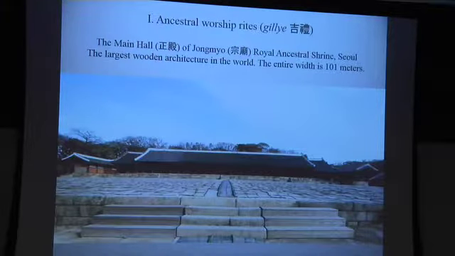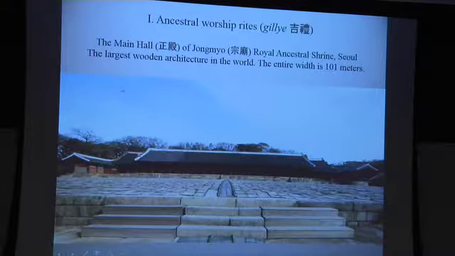So, with this general introduction, I will go into 5 rites of the state. The first one is ancestor worship rites. Actually, it has a lot more than ancestor worship rites. It includes rites to the heaven and earth and other minor gods. But since we don't do much of those, I will just show you the Chongmyo ancestral rites.